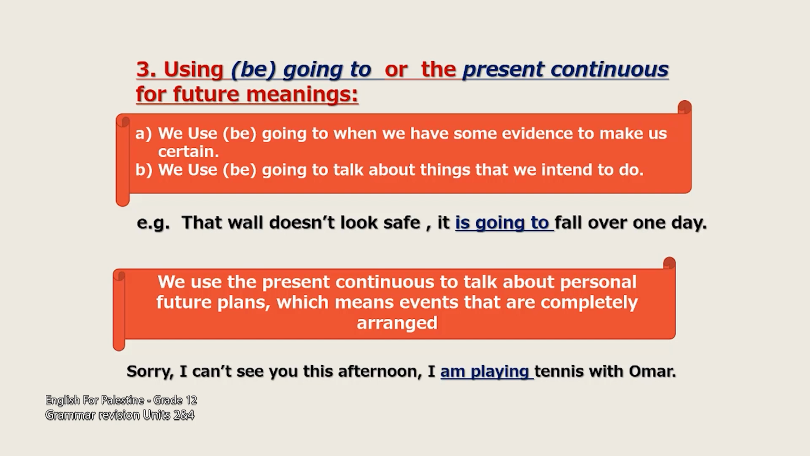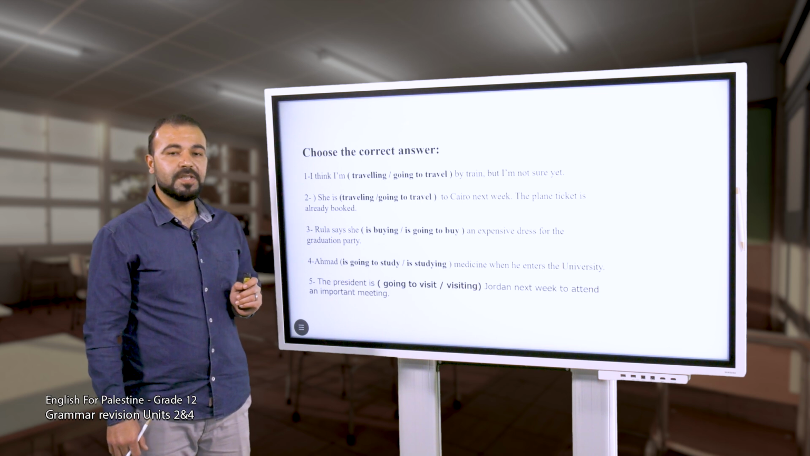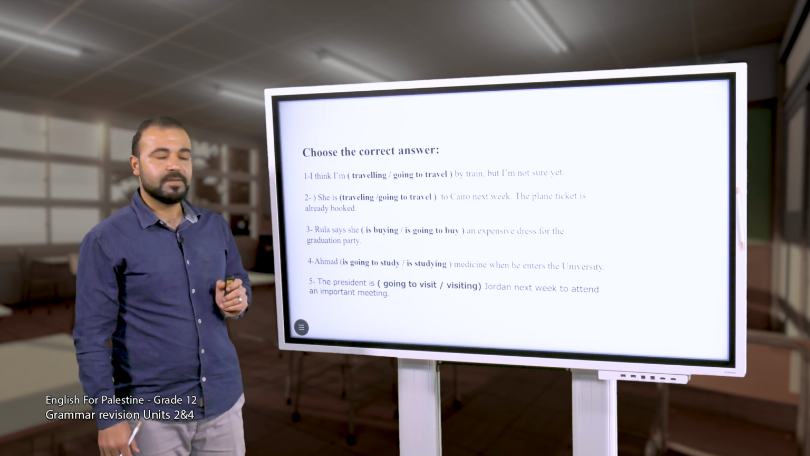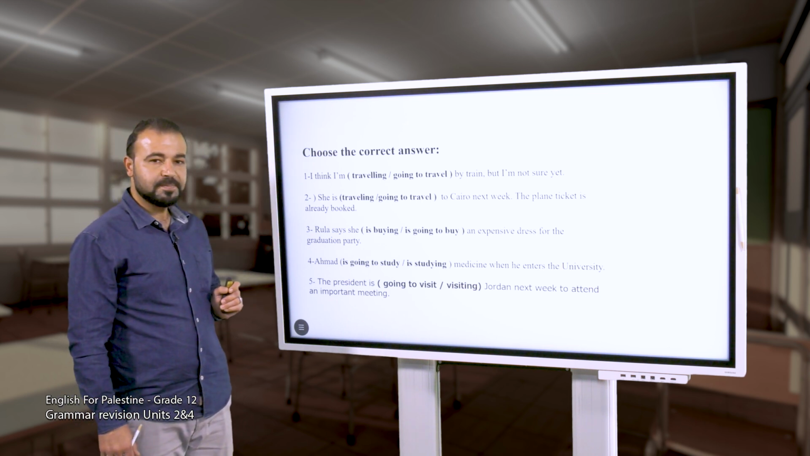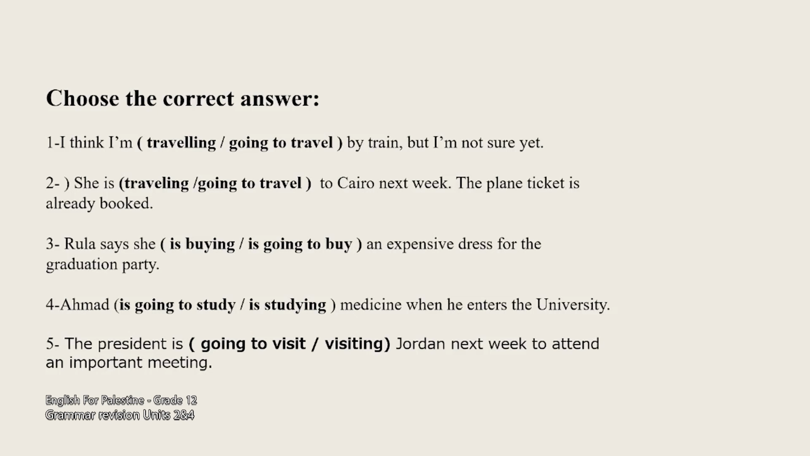An example here: sorry, I can't see you this afternoon. I am playing tennis with Omar. I have arranged to do this action this evening. Let's see this activity. Choose the correct answer. Sentence number 1. I think I am traveling or going to travel by train, but I'm not sure yet.